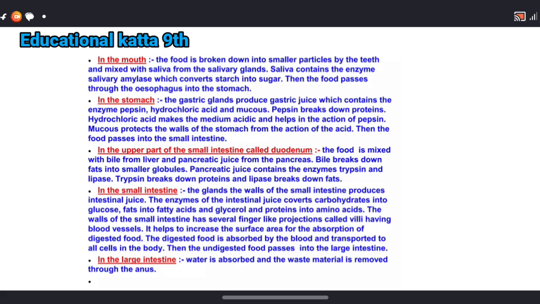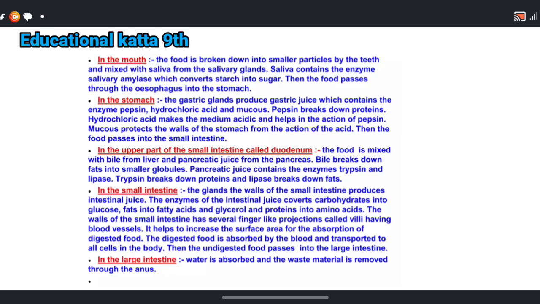What's its function? It kills bacteria from the ingested food. Then it creates acidic medium for facilitating the action of pepsin enzyme. Pepsin is an enzyme which acts on protein present in the food. Mucus helps to protect the inner lining of stomach from action of hydrochloric acid produced under normal condition.